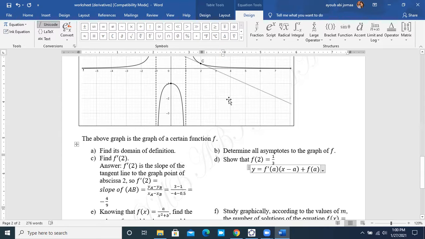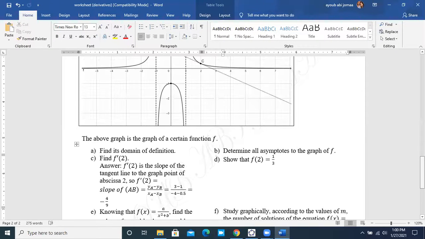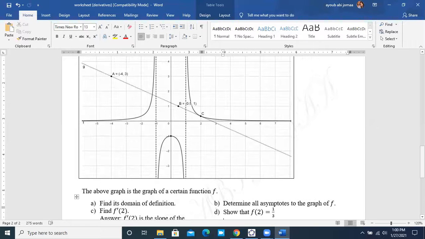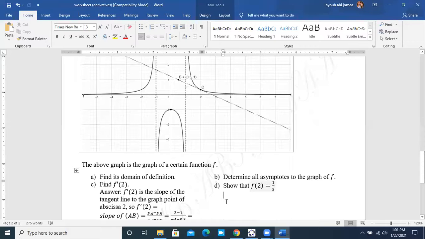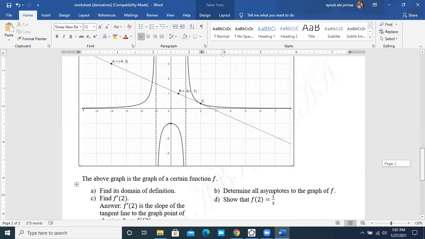You have to find the equation of the tangent line, but not from this rule. From y equal ax plus b. Good. And how do you find it? We have 2 points, A and B, with their coordinates, so we find the slope. We already found the slope. Yes, correct: negative 4/9.